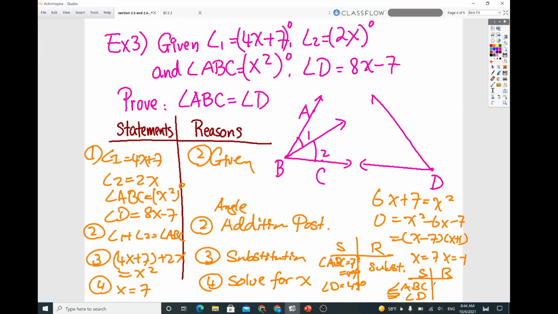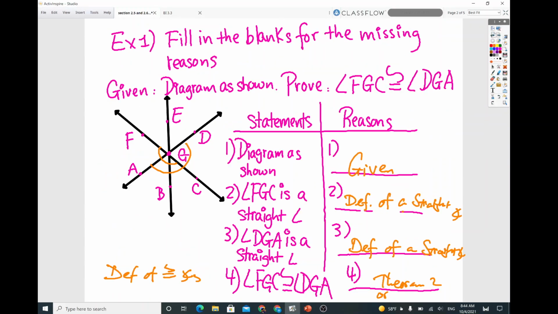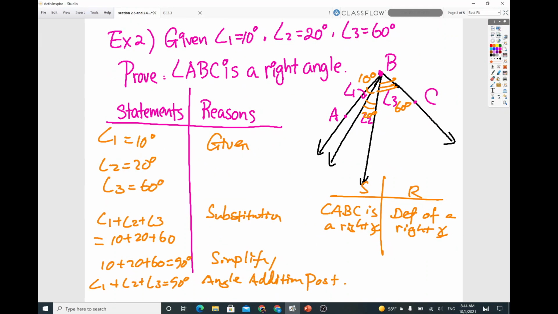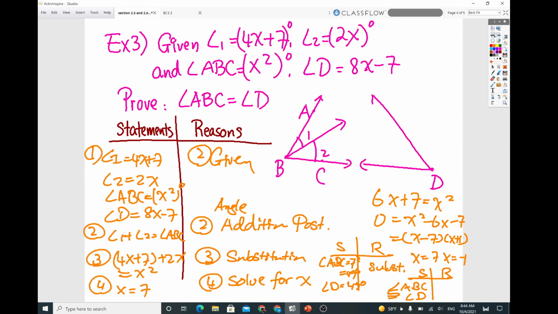This one goes back to Theorem 1: if two angles are right angles, they're congruent. Well, this one cannot use Theorem 1, that's only for right angles. So just say it's the definition of congruent angles.